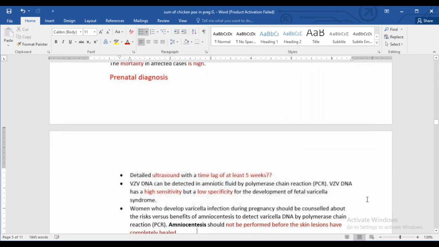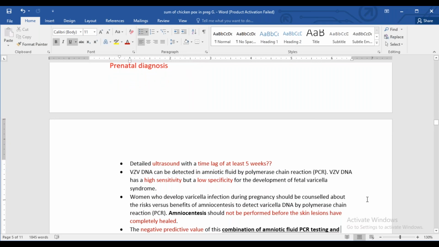And here is one thing to know about the ultrasound scan. The woman will come to say, I have infection. She's confirmed varicella infection, but you are not going to do ultrasound for her right away. You have to wait for at least 5 weeks time lag. Why? Because studies show that all ultrasounds done before 4 weeks past infection show nothing. So you have to wait for at least 5 weeks after maternal infection to show anything in the ultrasound.